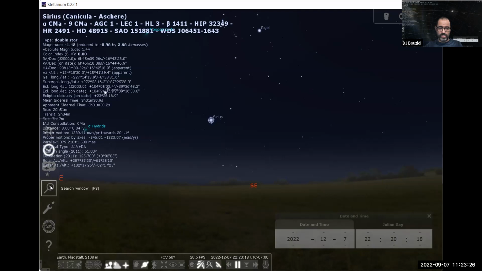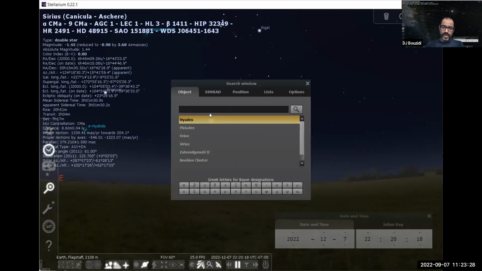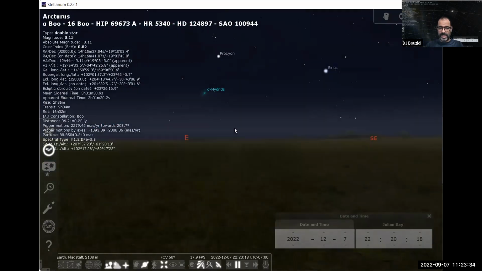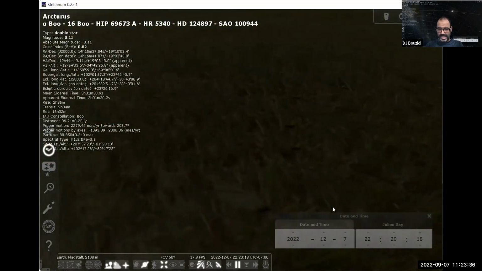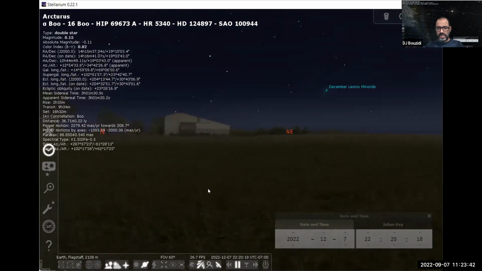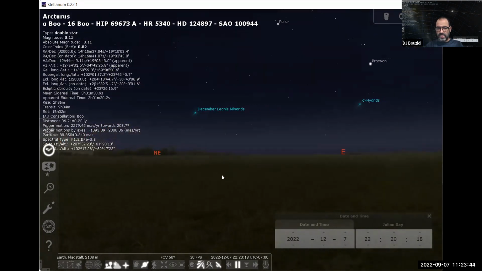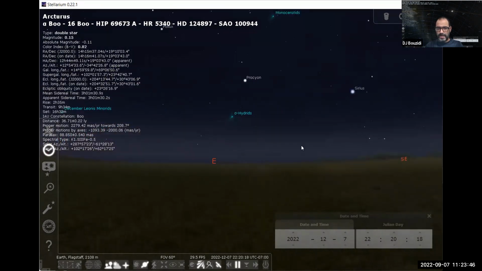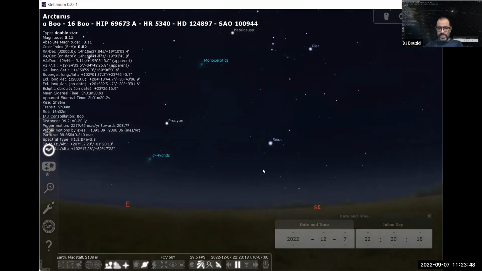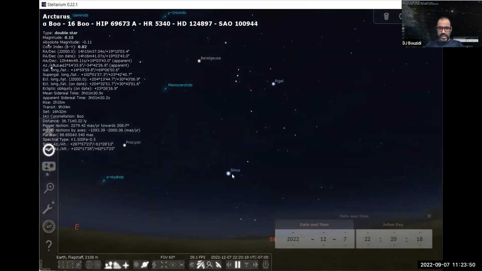So I don't know what Arcturus is, so I'm going to find it. So I'm going to come in here and put Arcturus. The minute I start typing, it's going to find that star for me. And it tells me on that day in Flagstaff, it's going to be below the horizon at 10:20 p.m. And this is a fake horizon. This is not what Flagstaff looks like, if you ever have been in there, okay? But the interesting thing in here, it gives you a nice sky.